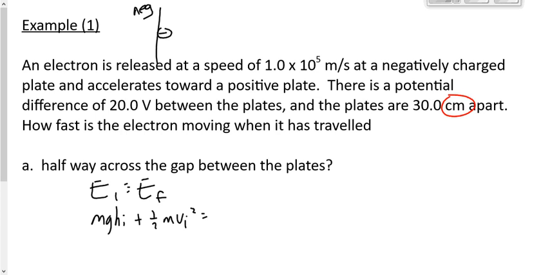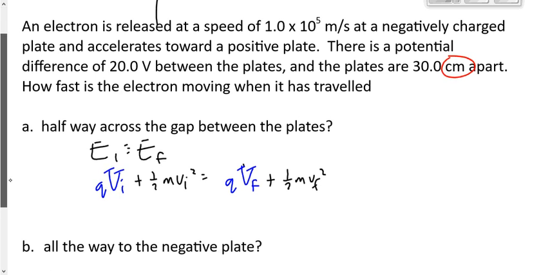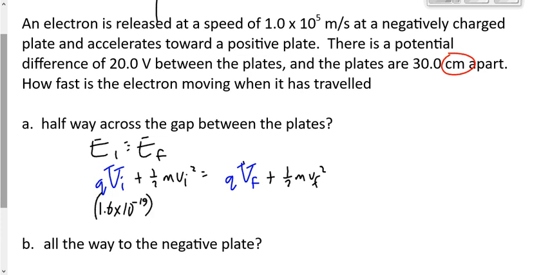What kind of energy does the car have when it's reached halfway down the hill? Both. It's got potential energy plus kinetic energy. Now, we have less potential, more kinetic, but the total still ends up being the total. We got to sub in, instead of MGH, QV for that, right? Electric potential instead of gravitational potential. Charge of the electron, 1.6 times 10 to the negative 19. What's VI? The initial potential. The height of the hill is 20 meters, let's say. What's the initial potential? 20 volts.